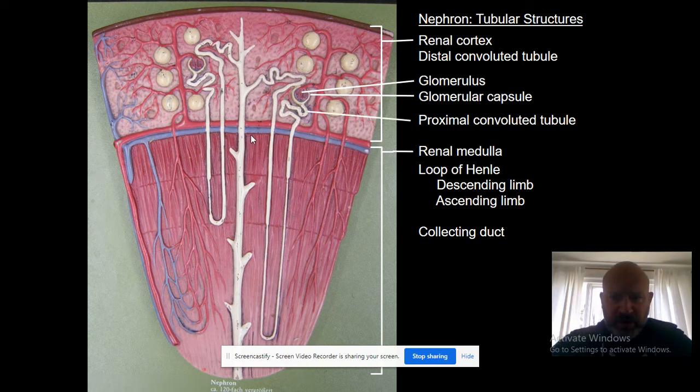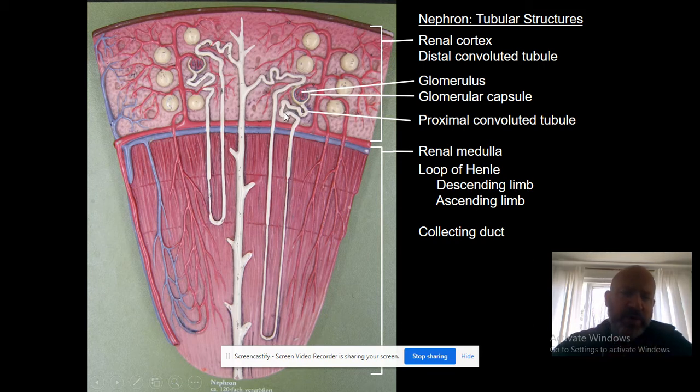And then the glomerular capsule takes all that stuff that we're going to call filtrate. Now, filtrate is eventually going to be urine, but it's not quite urine yet. So anyway, the glomerulus empties the contents of the blood into the glomerular capsule. From the glomerular capsule, the filtrate finds its way to the proximal convoluted tubules.